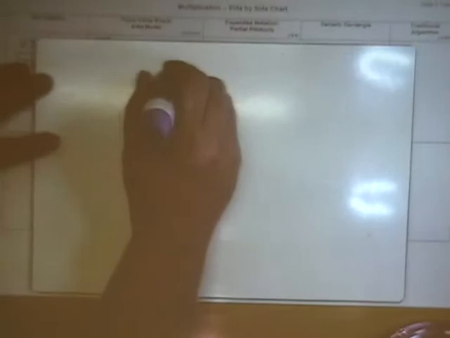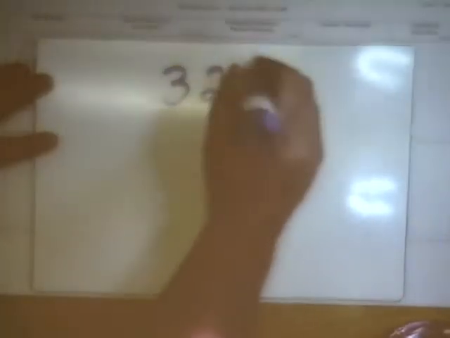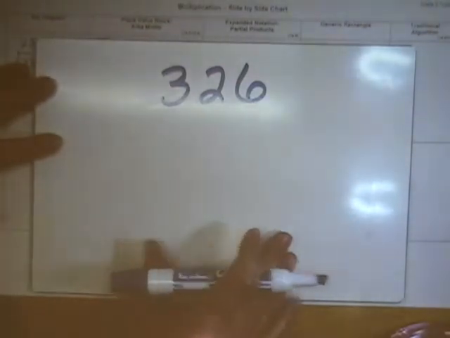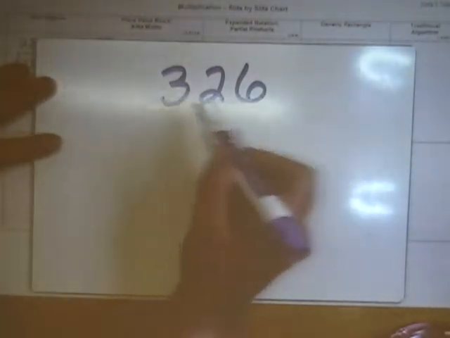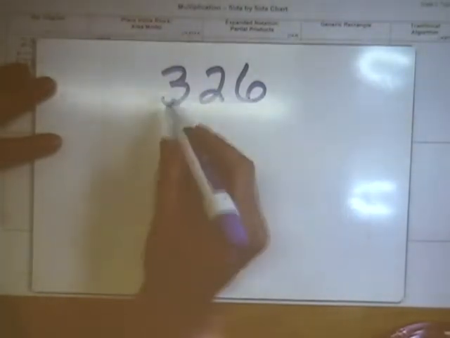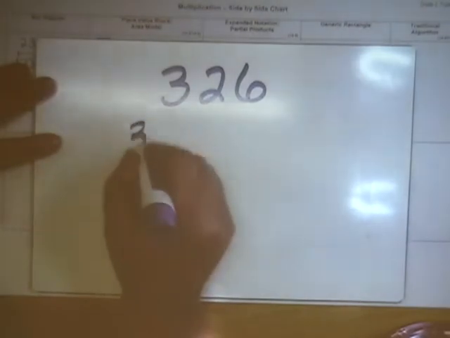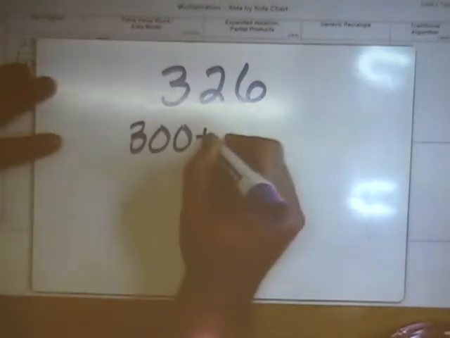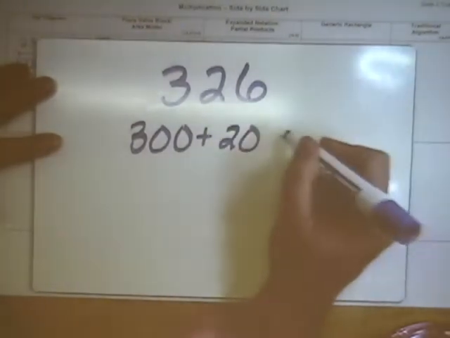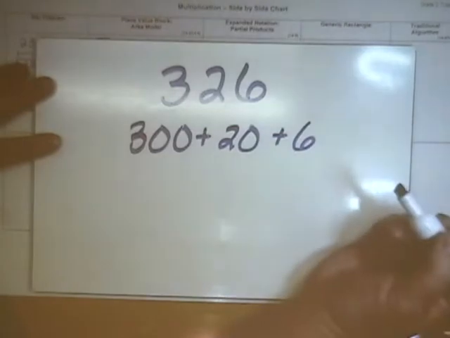The next strategy we're going to use is expanded notation. The students learned about expanded notation in the beginning of the year when we explored place value. Quickly, I'm going to show you how we used expanded notation earlier in the year. Here's the number 326. We have a 3 in the hundreds place, a 2-digit in the tens place, and the 6-digit in the ones place. This 3 right here represents 300. This 2 represents 20, and the 6 represents 6 ones.